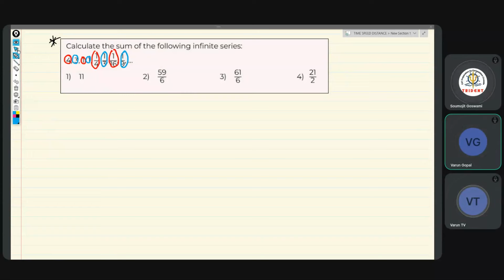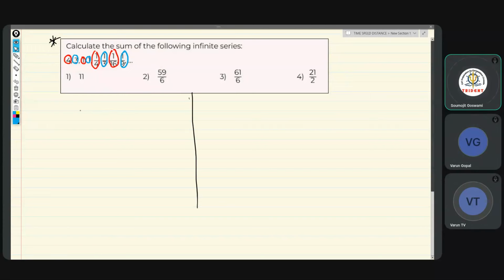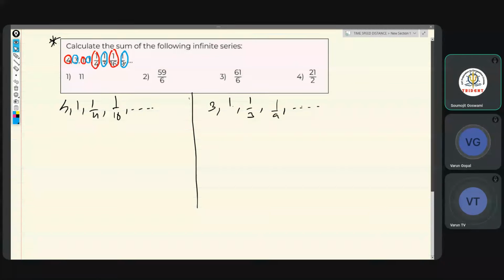All right. Now, do I even have to solve it? So no. Basically, these are two separate GPs. The one GP is obviously 4, 1, 1 by 4, 1 by 16, and so on and so forth. And the other one is 3, 1, 1 by 3, 1 by 9, and so on and so forth, right? So just tell me the sum of infinite terms. A by 1 minus R.